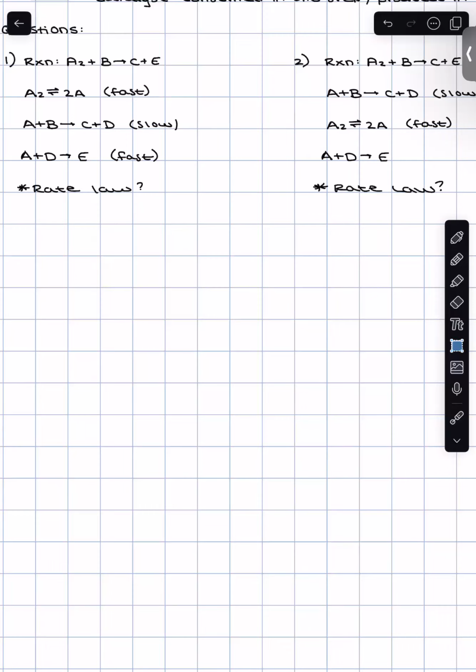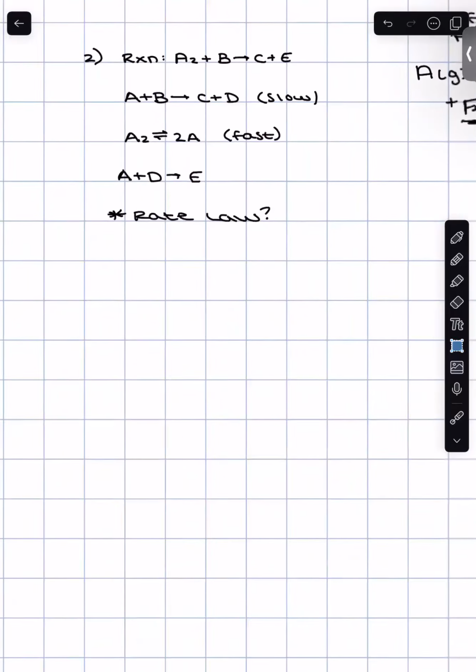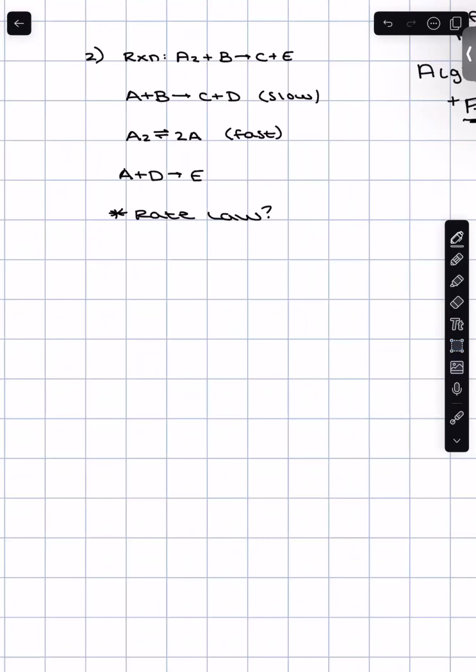All right, let's go ahead and go over it. I'm actually going to start off with number two, because number two should have been really easy. So, when you're looking at a reaction mechanism and they ask you for the rate law, the first thing you should check is: is your first step a slow step? In this case, it is.